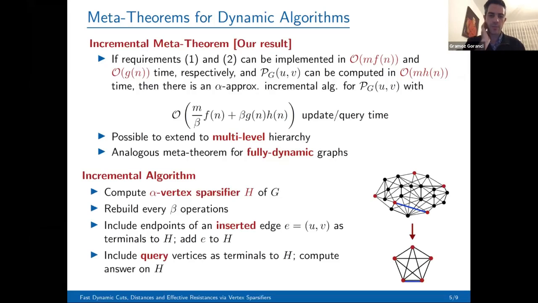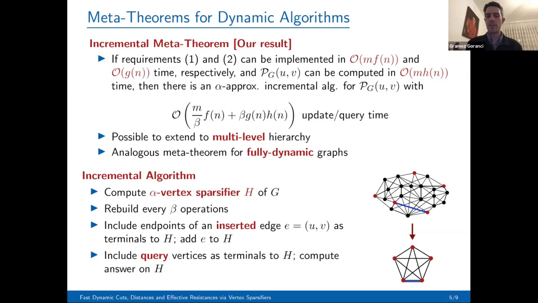So let me tell you, the algorithm is very simple, and let me tell you how you use vertex sparsifiers here. Initially, at the beginning of the algorithm, you just compute an alpha vertex sparsifier, and then you remember that you need to rebuild the sparsifier every beta operations. Beta can be chosen based on the parameters you get. And now whenever you get an edge insertion, you take the endpoints of this edge (u, v) and include them as terminals. And remember, we wanted to support this addition of terminals efficiently. So I'm assuming you can do this efficiently here, precisely with G(n) overhead. Then you add these terminals to the sparsifier. Once you have done this, you take the edge and add it to the sparsifier. Now you can add the edge because these terminals exist in the sparsifier, okay?